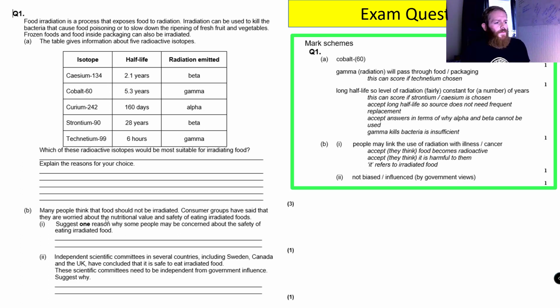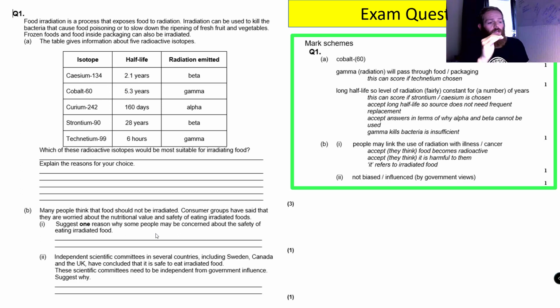Okay, the next bit, it says, many people think that food should not be irradiated. Consumer groups have said that they are worried about the nutritional value and safety of eating irradiated foods. Suggest one reason why some people may be concerned about the safety of eating irradiated food. So this isn't saying it is dangerous, by the way. Don't fall into that category of poorly informed people that decide to form an opinion before actually understanding the situation at hand.